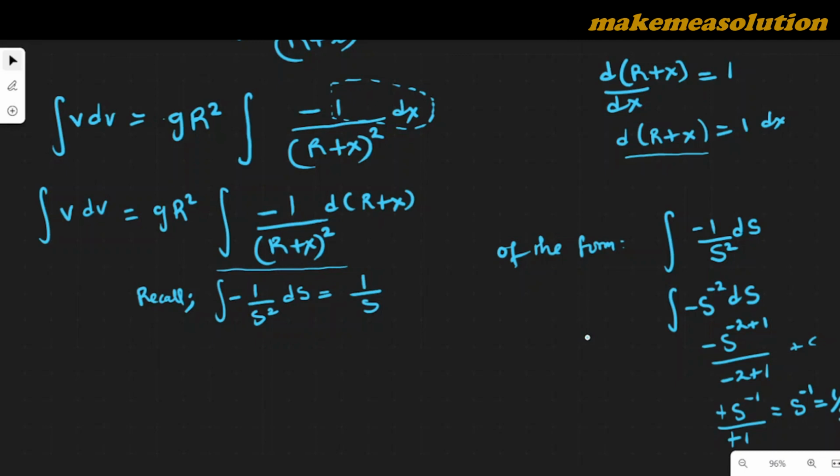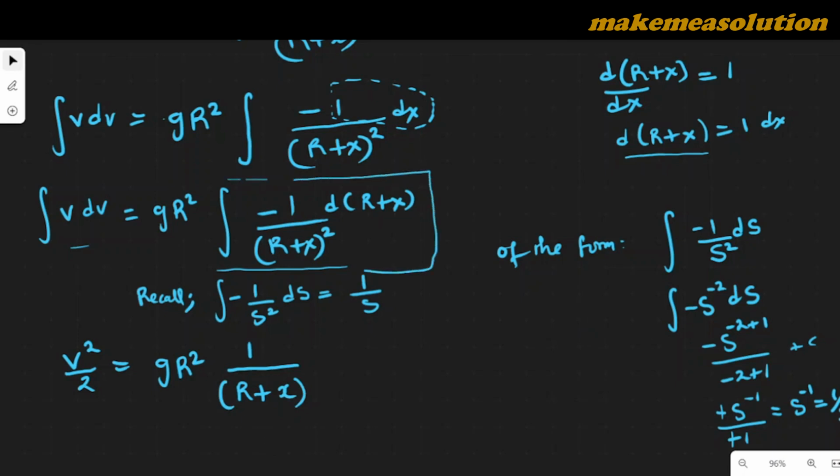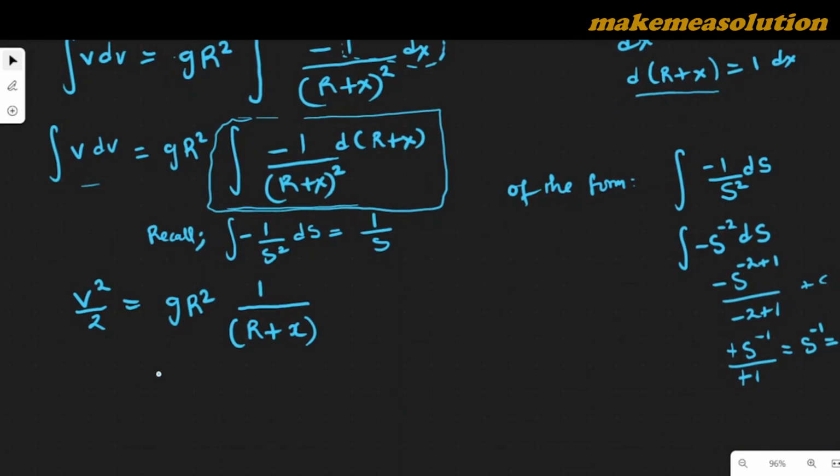So when you integrate this side, you're going to get v squared over 2 is equal to gR squared, then when you integrate this whole side, you're just going to get 1 over (R plus x). Is that okay? You can try to differentiate 1 over (R plus x) with respect to x, and you're still going to get minus 1 over (R plus x) all squared. Now that we've done that, we now say v squared over 2 equals that. Don't forget your constant of integration, plus c.